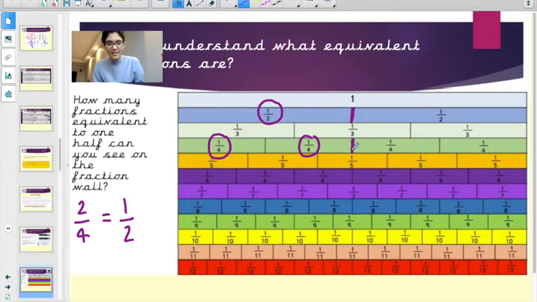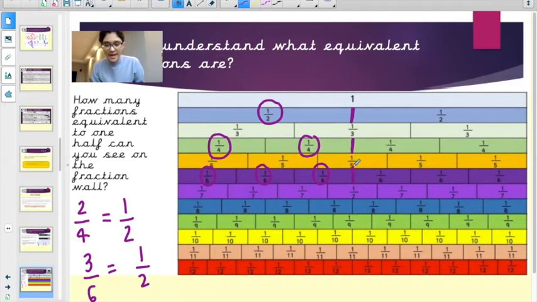I'm going to keep traveling down, down, down. Oh, I've bumped into another line. So now what will my equivalent fraction be? I've got 1/6 here, another 6th, and another 6th. So that means altogether I've got 3/6. So 3/6 is also equal to a half because they're the same size. What other ones can you see?